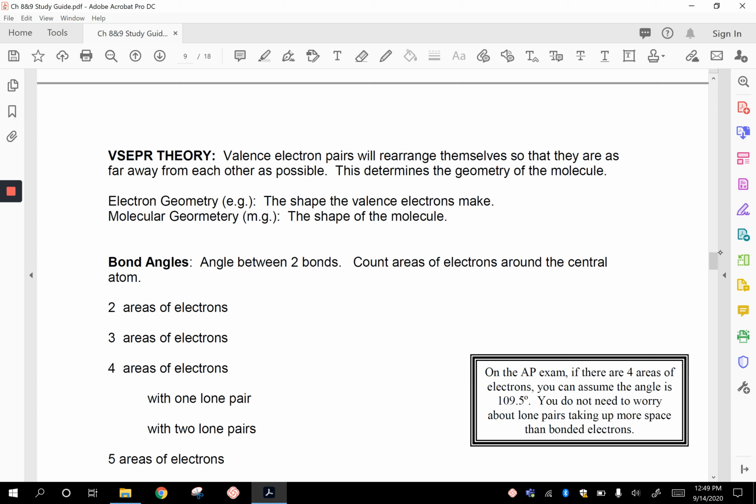And because of that, that determines the geometry of the molecule. So it all has to do with the groups of valence electrons and them pushing each other away. Now we have electron geometry and we have molecular geometry.